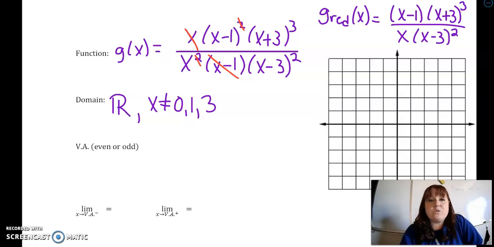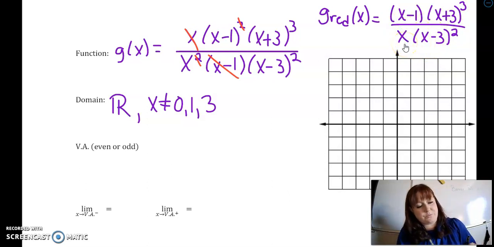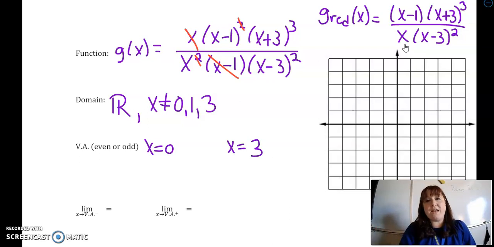And now we can look, so which ones were holes and which ones are asymptotes? Remember, just because one of these x's canceled out doesn't mean that it was a hole. Okay, one of them canceled out, but one of them stayed. So in the reduced function, anything that is still in the reduced function is still a vertical asymptote. So 0 is going to be a vertical asymptote. We're going to have one at x equals 0. We're also going to have an asymptote at x equals 3. Where do we have a hole? Anything that's no longer left on the bottom of the reduced function, that would be 1. So x equals 1 is going to be our hole, and we'll look at that here in a minute.